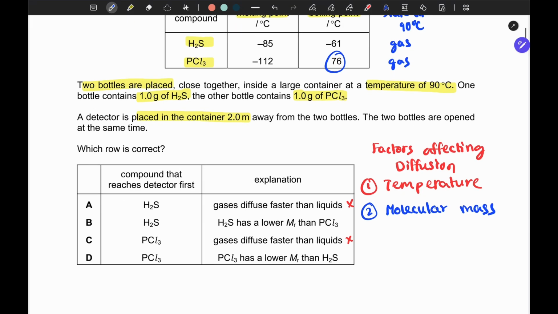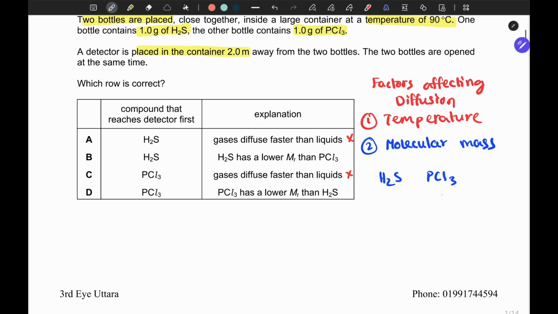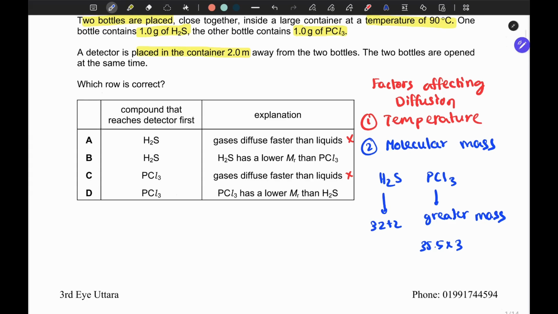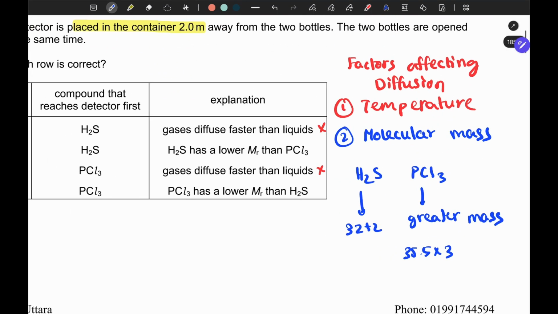If you were to calculate the molecular mass for H2S and PCl3, we can immediately just by observation say that PCl3 will have the greater mass, the reason being that there are 3 chlorine atoms, whereas H2S only has 1 sulfur atom. So obviously PCl3 will have the greater mass. But if you want to, you can still calculate by doing 35.5 times 3, and you will get a mass that's bigger than 32 plus 2. So the latter part isn't even required. PCl3 has the greater mass.